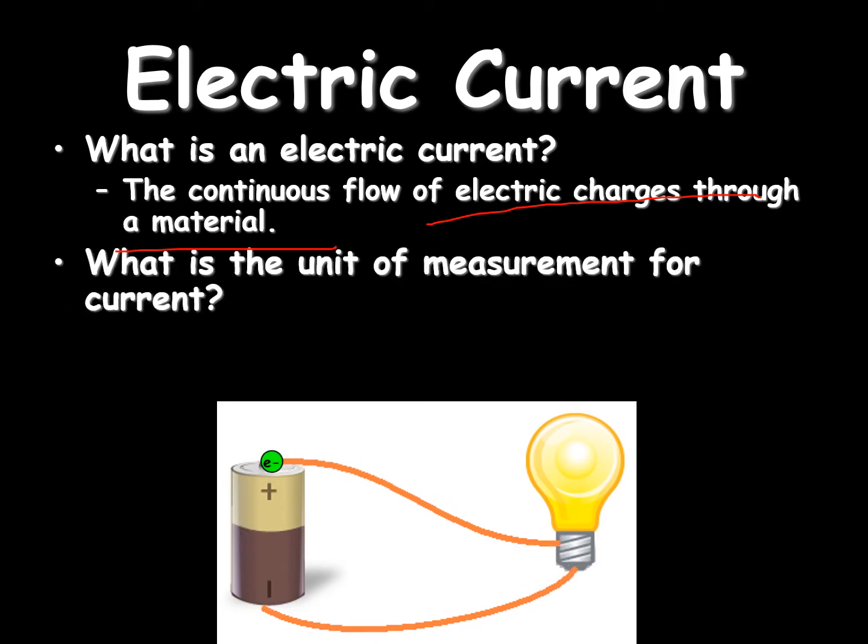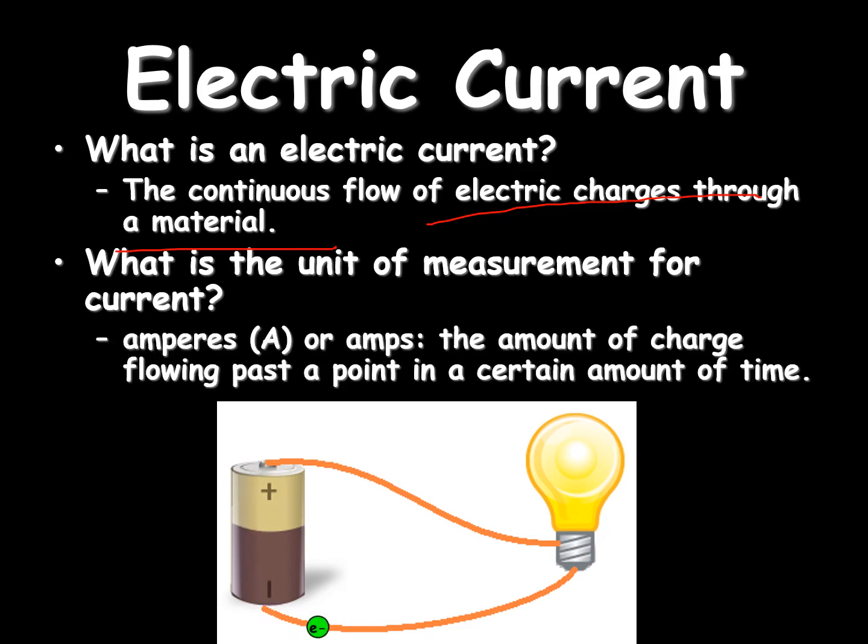Then, what is the unit of measurement for current? We have amperes, or amps, or A. We can just use A. That is the amount of charge flowing past a point in a certain amount of time.